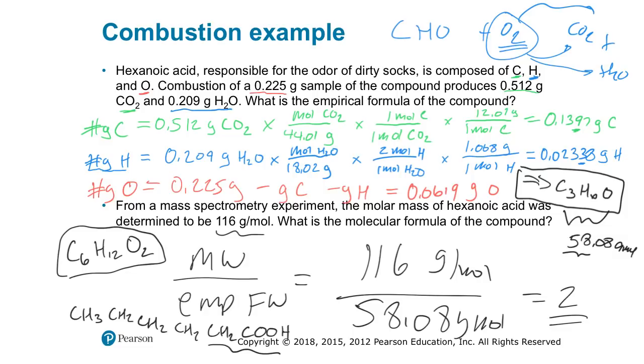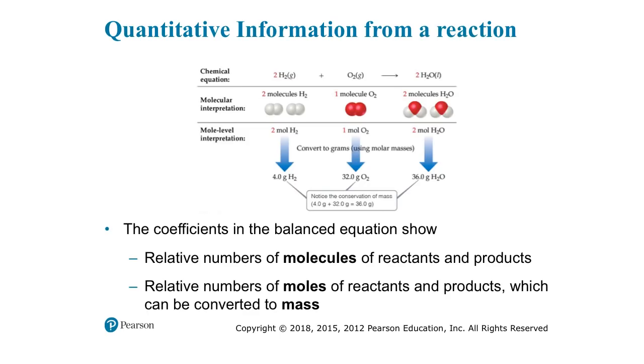Okay, so that's how we can take experimental data in terms of a combustion experiment and turn that into an empirical formula, and then with the second experiment, use that data to determine the molecular formula for the compound. So that takes us through section 3.5.